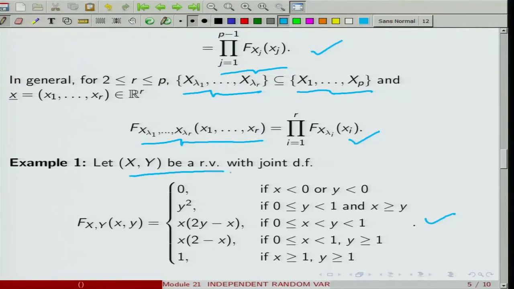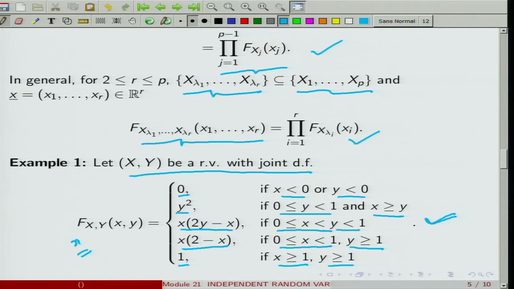Let (X, Y) be a random vector, and suppose this is the joint distribution function, which is 0 if x is less than 0 or y is less than 0. It is y square if y is between 0 and 1 and x is greater than or equal to y. This is x(2y minus x) if x is between 0 and y and y is less than 1, x(2 minus x) if x is between 0 and 1 and y is greater than or equal to 1, and this is 1 if both of them are greater than or equal to 1. To check whether they are independent or not, I have to check whether this is the same as the product of marginals or not.